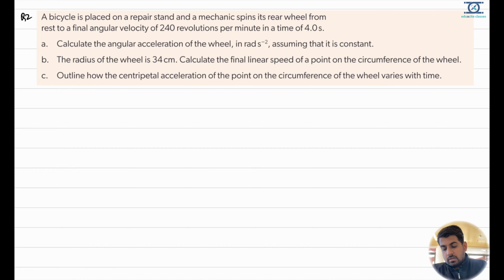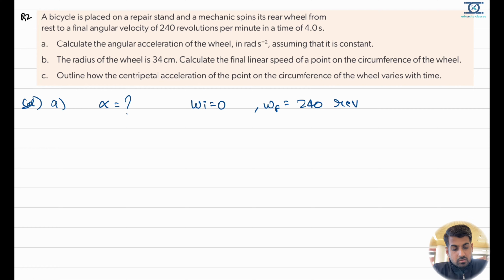Okay. Now if you look at this particular A part, calculate the angular acceleration. That is what we have to calculate, alpha. Now it is given that it started from rest. So can I say omega i is 0? So omega f is given to us as 240 revolutions per minute.